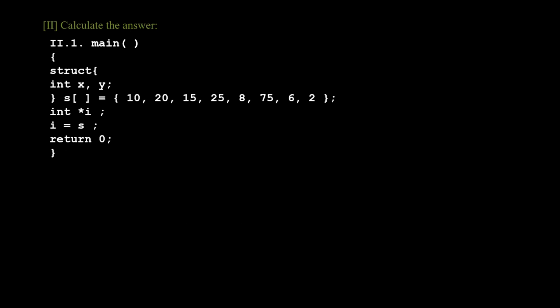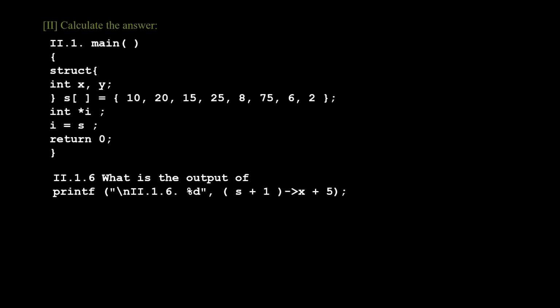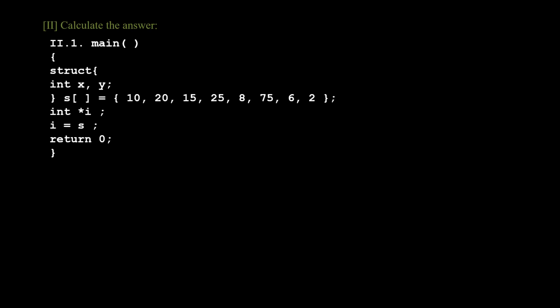Let's see the next question. What is the output of (s+1)->x + 5? Let me start the timer. And the answer is 20. So s[1].x is 15. 15 plus 5 is 20.